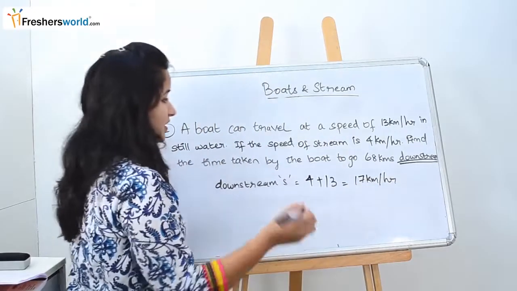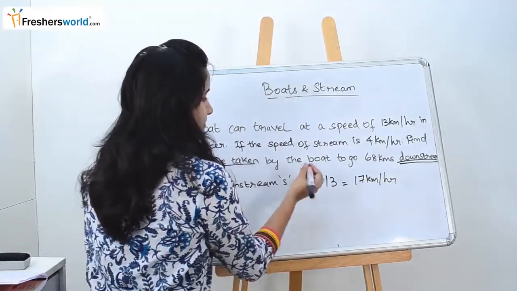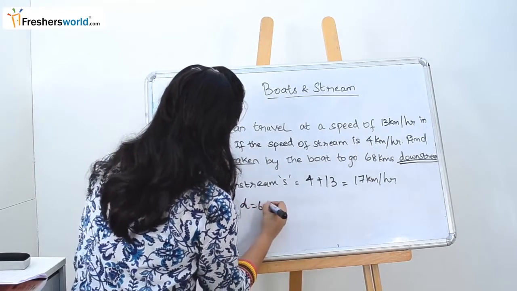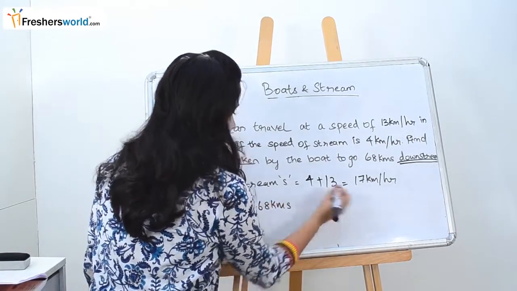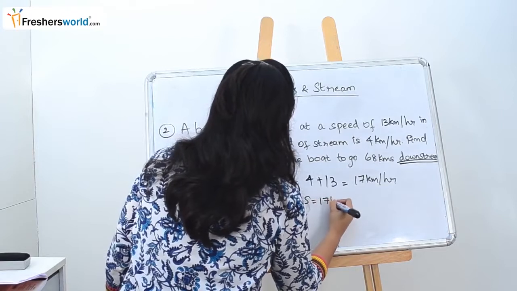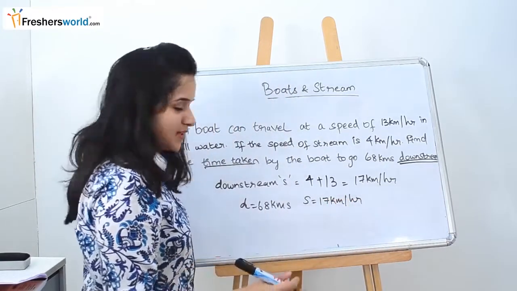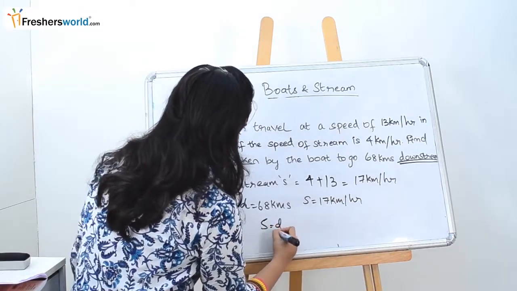So what is the question? Find the time taken by the boat to go 68 kilometers downstream. They have given the distance as 68 kilometers, and we know the speed is 17 kilometers per hour. We know the speed and distance formula: speed is equal to distance by time.